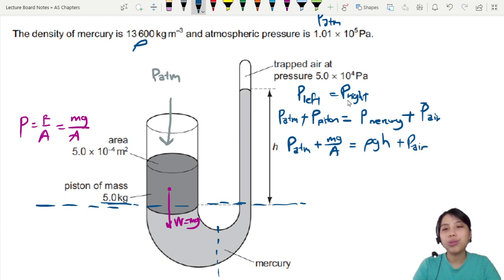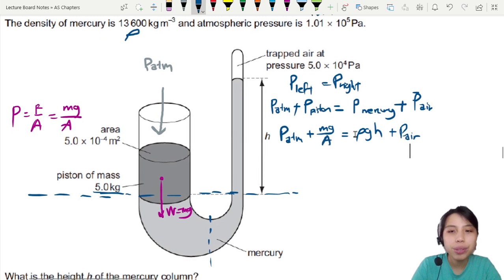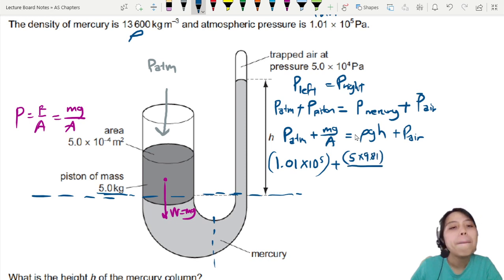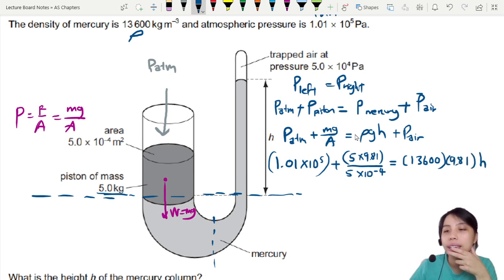Okay, we are now ready to write the whole thing out. So let's do just that. P11, 1.01 times 10 to the 5 plus, how heavy is the piston? 5 kg times 9.81, because that's the weight per unit area. So 5 times 10 to the negative 4. Okay. Equals to, on the other side, we have density of mercury. Oh, it's going to be a very long line of calculation. 13600, times 9.81 and h, plus the pressure of the trapped air. 5 times 10 to the 4.